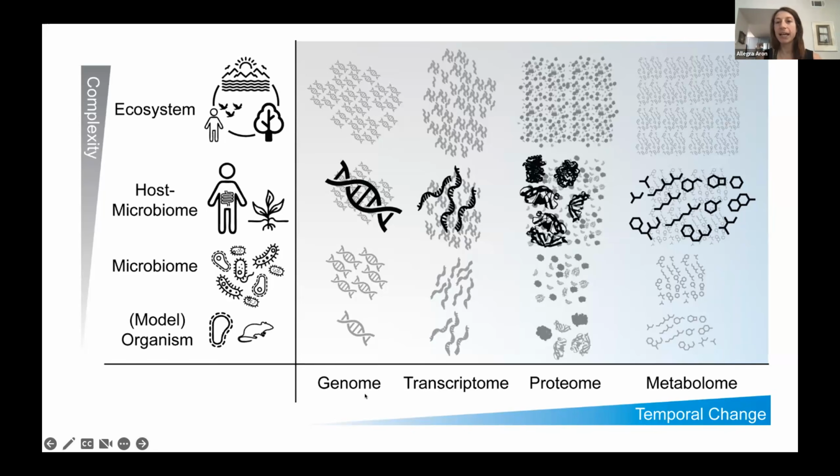But then the genome is transcribed into RNA. RNA is translated then into proteins, and we can look at all of the proteins by doing proteomics, right?